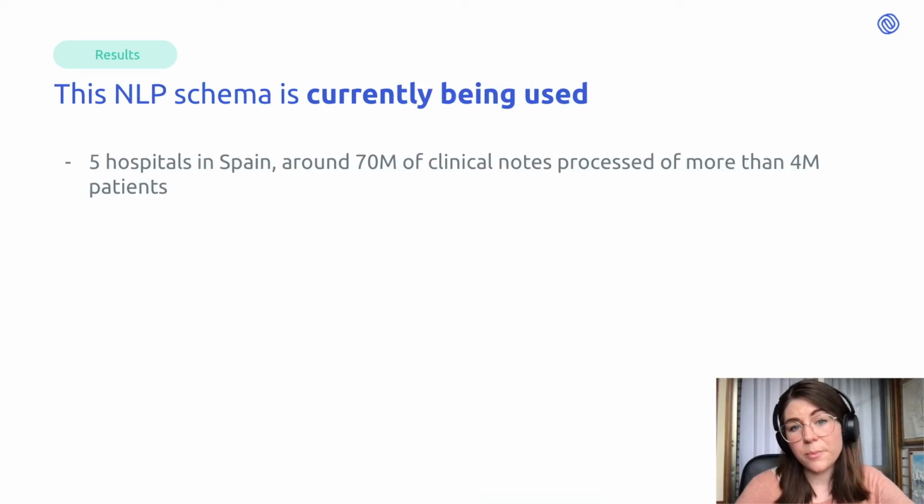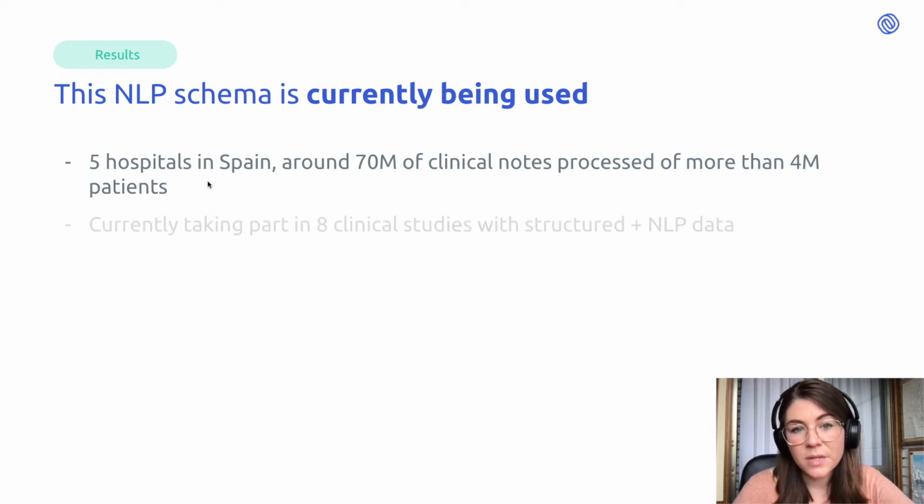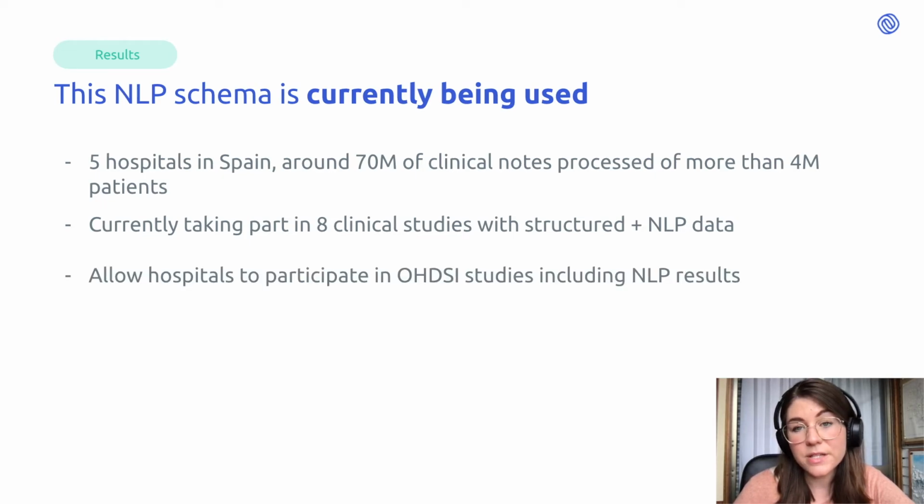We have installed our platform in 5 hospitals in Spain so far, where we have not only transformed their data to the OMOP Common Data Model, but also processed all their clinical notes and stored the output in our NLP schema. Our tools have processed more than 70 million clinical notes so far of more than 4 million patients. We are currently taking part in 8 clinical studies with both structured and NLP data, and thanks to having this clinical notes structure, we make it easier for hospitals to take part in OHDSI studies with both structured data and data from clinical notes.